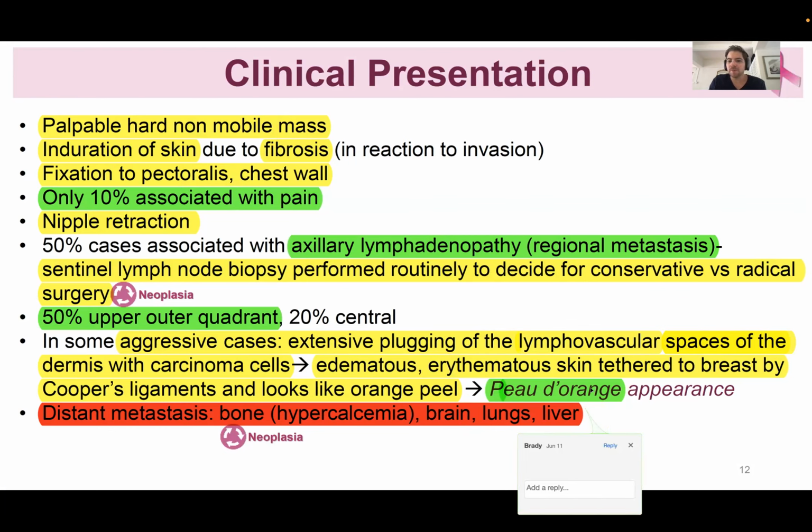Very importantly, remember the question they ask about peau d'orange is the ligaments, okay? So the ligaments are what are affected, and that's what actually gives this peau d'orange appearance.